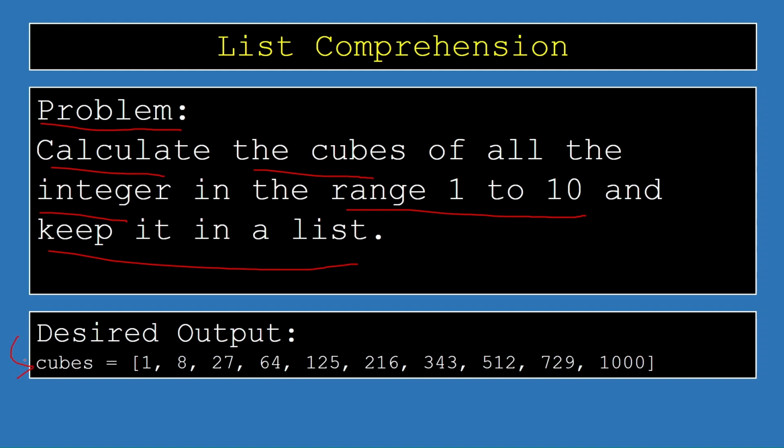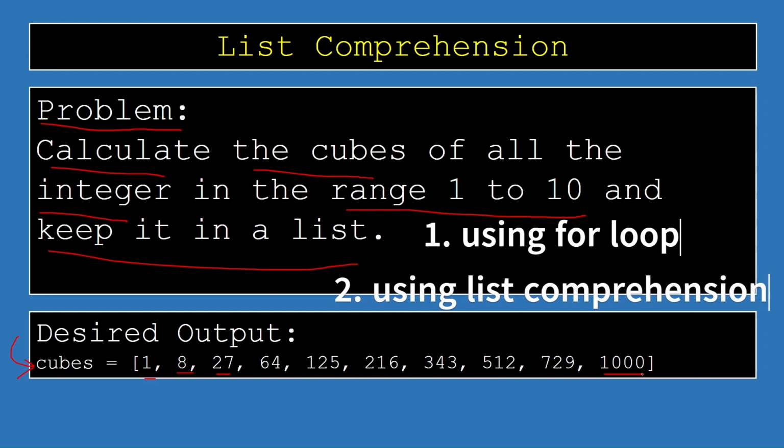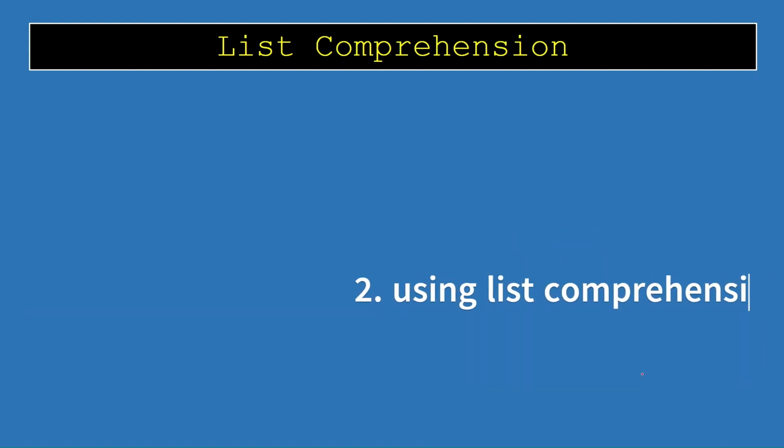The list can be generated in more than one way. Here, I will show it using 1. A for loop and 2. Using list comprehension. Let's start with a for loop.